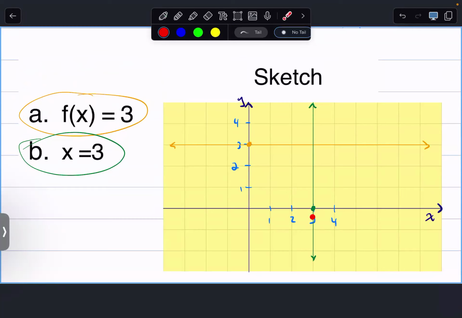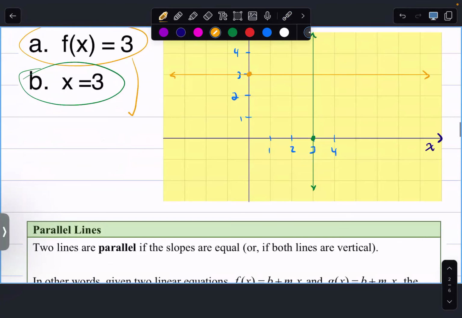We don't talk about vertical lines because they're not functions, but what's the slope of a horizontal line? Good. Because the rise is 0. Rise over run, doesn't matter how much. If you're rising 0, then your slope is 0. So notice, m is 0.